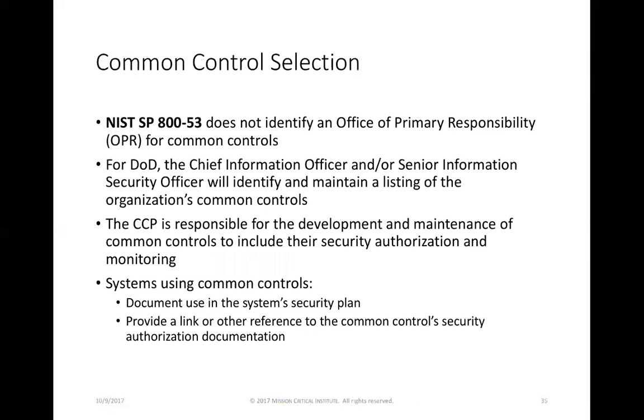Common control selection. 800-53 does not identify an office of primary responsibility for common controls. Usually an organization will have a common control provider, but if not, it's usually the chief information officer or the senior information security officer. If there is a CCP, that's who you would work with to establish your common controls. Systems using common controls document use in the system security plan and provide a link to the references they're using for those common controls, such as a policy or whatnot.